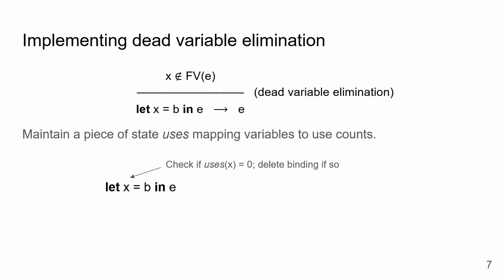To implement dead variable elimination, we can maintain a piece of state which maps variable names to the number of times that variable is used in the expression being transformed. Then, when we hit a let binding, binding a variable x, we can check if that variable is dead by checking if it has 0 uses.